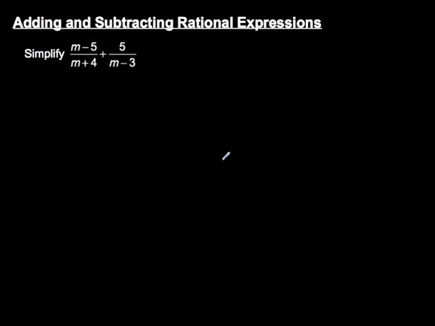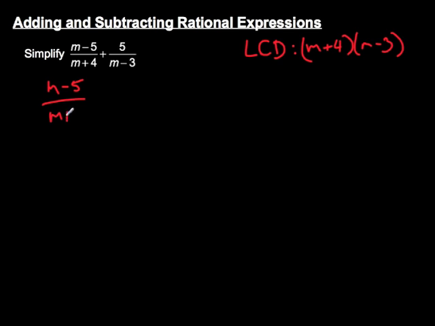This one's going to take a little bit more work. There's no common factors between the denominators, so our least common denominator, or least common multiple, whichever you want to call it, is m plus 4 times m minus 3. So in order to get that as our denominator for both these fractions, the first fraction I'm going to multiply by m minus 3 over m minus 3. So we get m minus 5 over m plus 4 times m minus 3 over m minus 3.